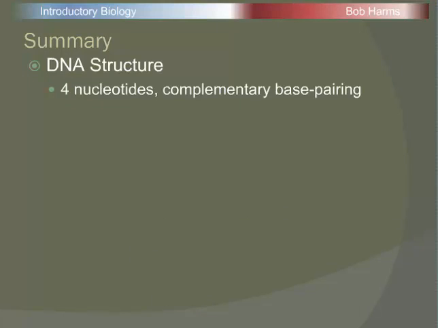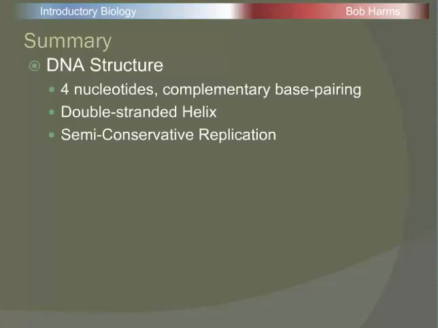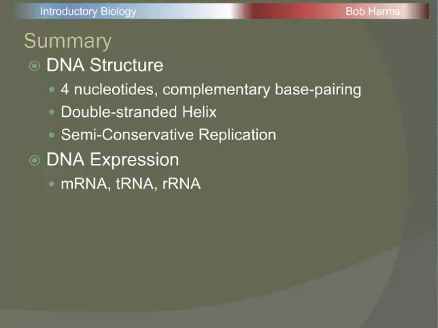DNA structure is made up of 4 nucleotides, our A, T, G's, and C's, and we have our complementary base pairing, A's with T's, G's with C's. And they form 2 strands of nucleotides that form that double-stranded helix. And when DNA copies itself, it undergoes that semi-conservative replication, very, very accurate copying. In terms of our gene expression then, our DNA expression, that involves our RNA, which can be messenger, transfer, or ribosomal RNA. Transcription is our copying into our messenger RNA.